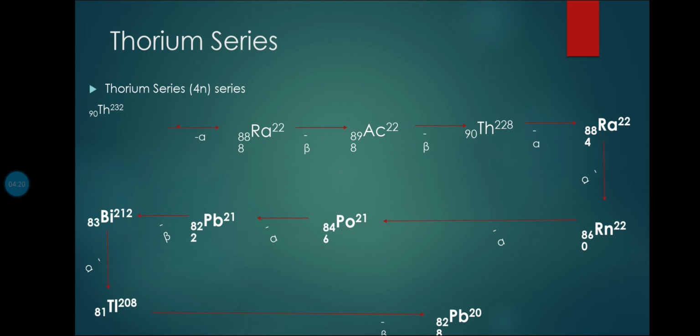The polonium 216, it emits an alpha particle. So the atomic number decreases by 2. 84 minus 2 is 82. The 82 is lead, and at the same time the mass number decreases by 4. So 216 minus 4 is 212.